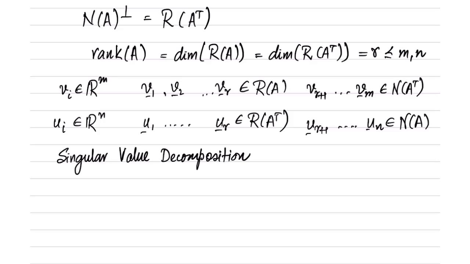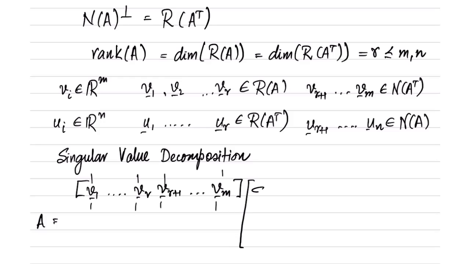So singular value decomposition is basically always possible for any rectangular matrix, and it relies on extracting these components V1 to VR, VR plus 1 to Vm, and U1 to Un. The singular value decomposition of a matrix A is given by V1 to VR, VR plus 1 to Vm. There are m such vectors on this side, all of these are columns, times a diagonal matrix containing sigma 1 to sigma r and the rest zeros.